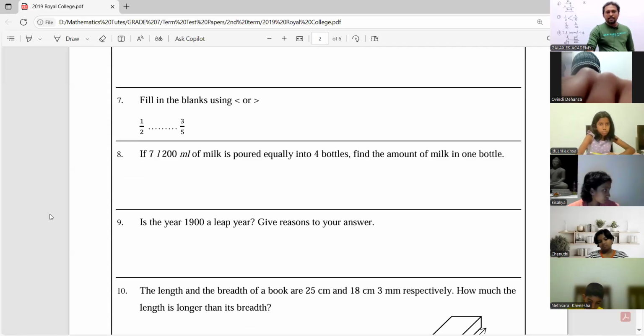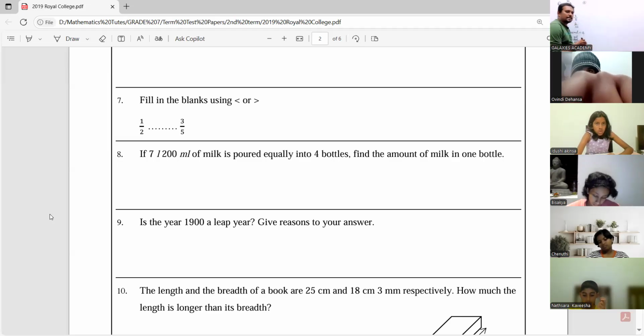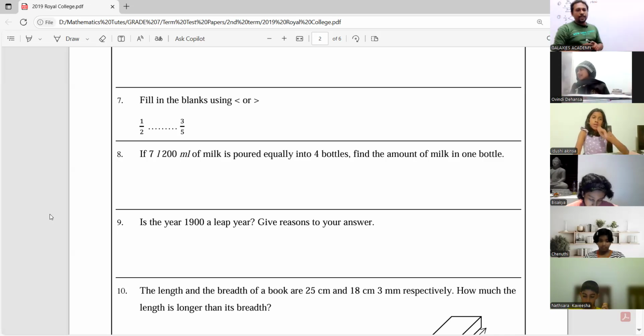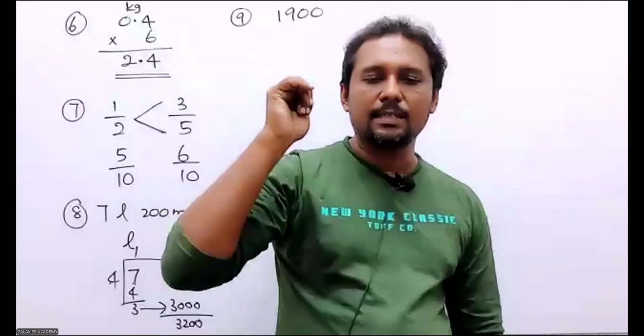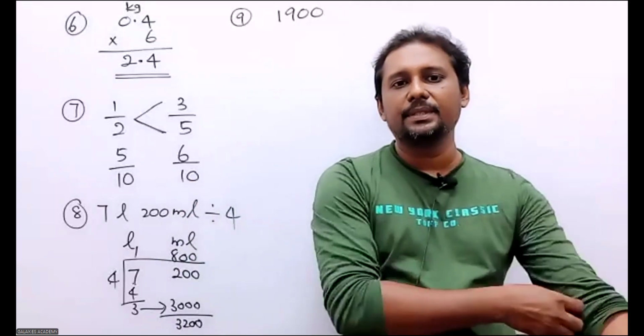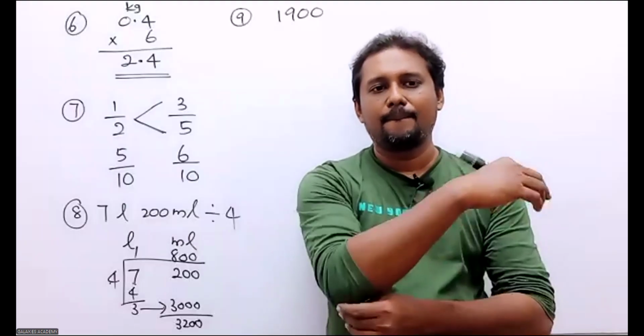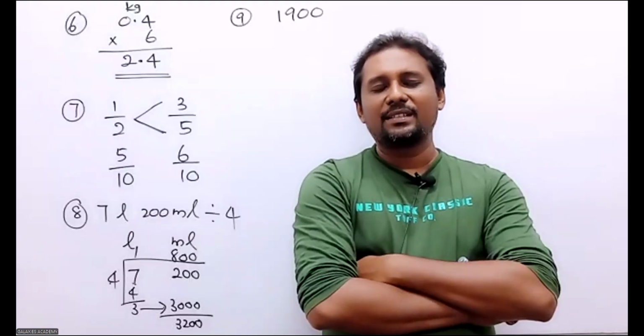Right. Next one, look at number 9. Is the year 1900 a leap year? Give reason to your answer. Can you tell me this year is a leap year or not a leap year? How you can check the leap years?